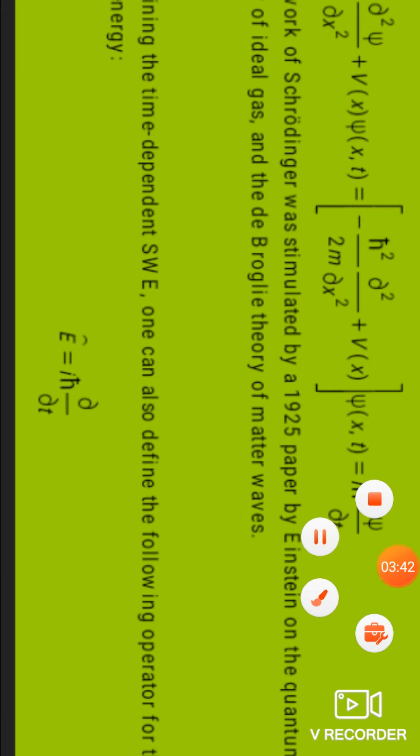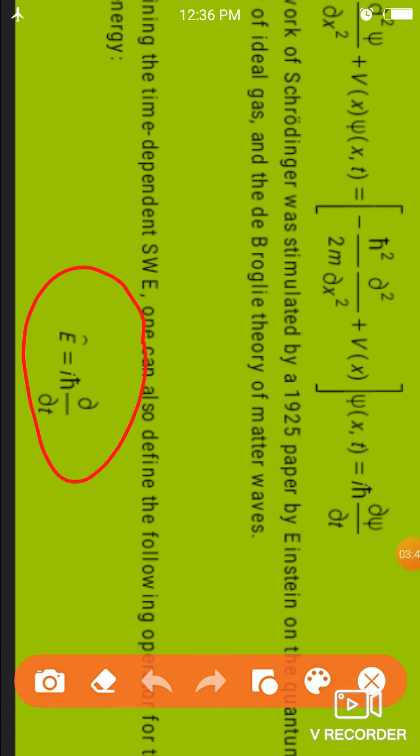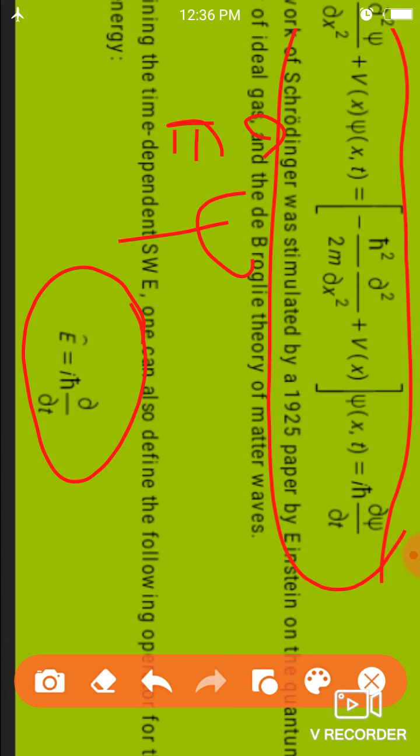Here we can say that E is given as a cap. The meaning is that it is an operator, and when it is operated on any function psi, then it will give the energy of the system, and this is called the Schrodinger time dependent wave equation.